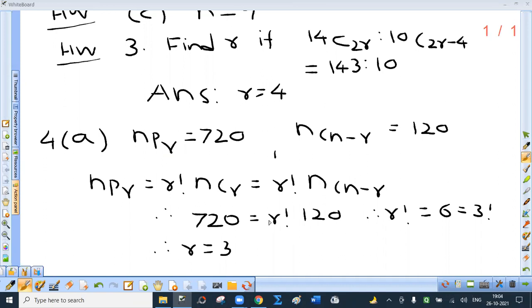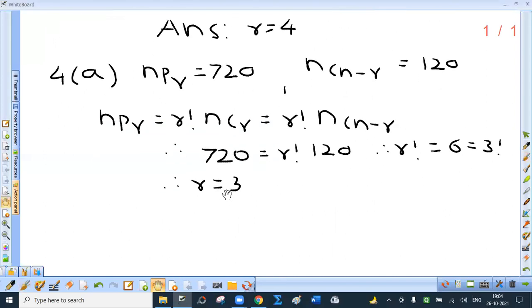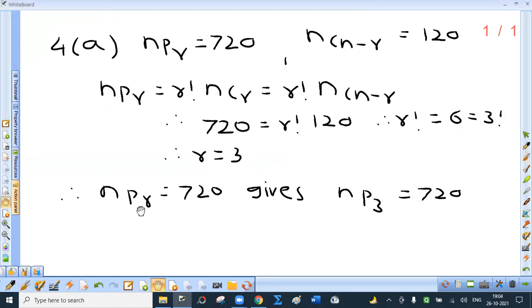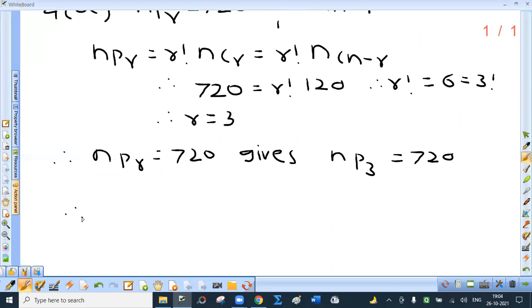So what is r factorial? 720 upon 120, that is 6. But 3 factorial is 6. So r is nothing but 3. So nPr equal to 720 gives nP3 equal to 720. So n factorial upon n minus 3 factorial into 3 factorial is 720.